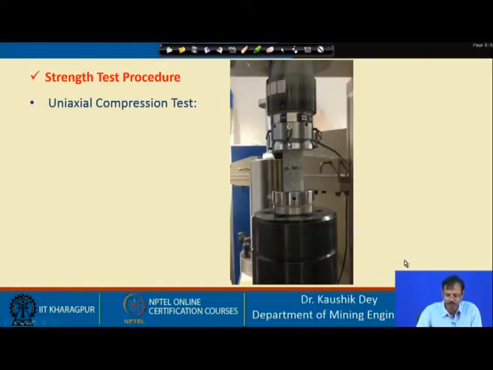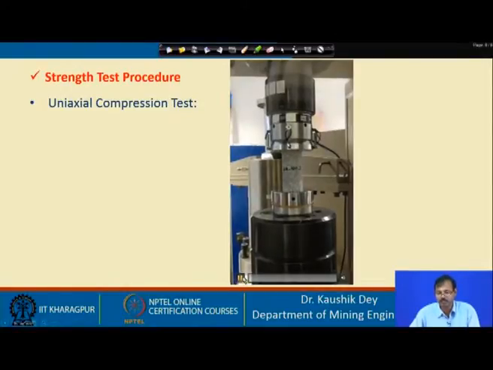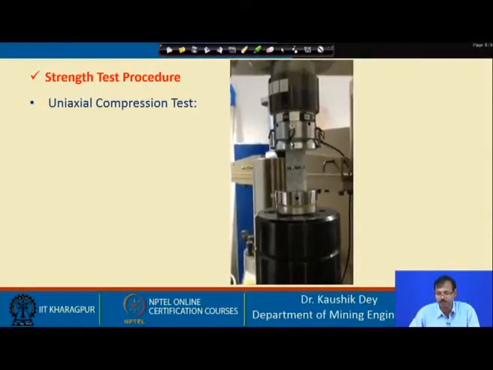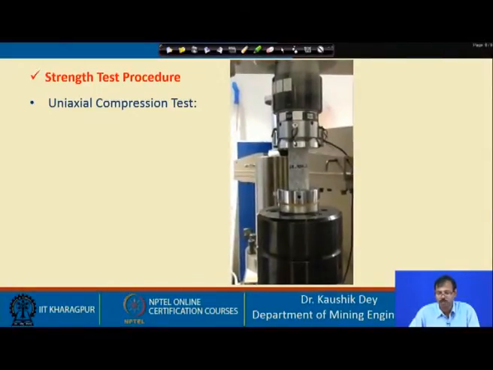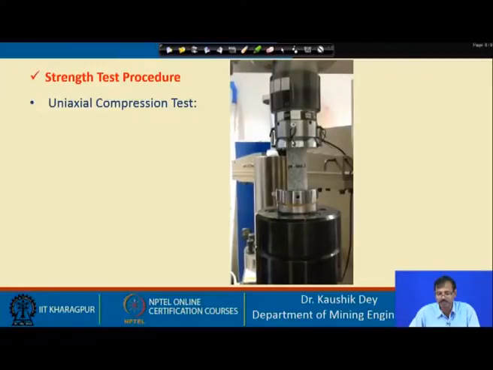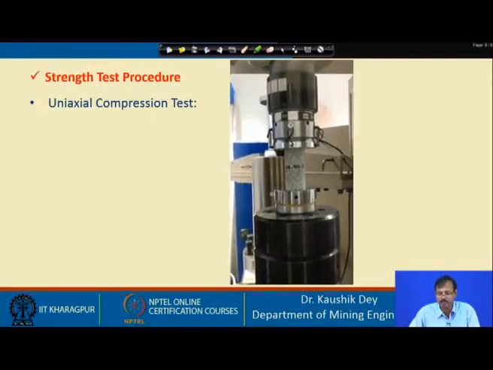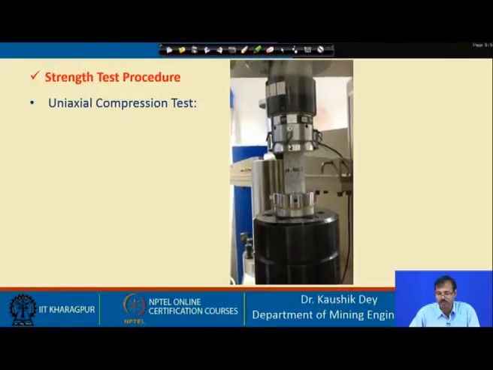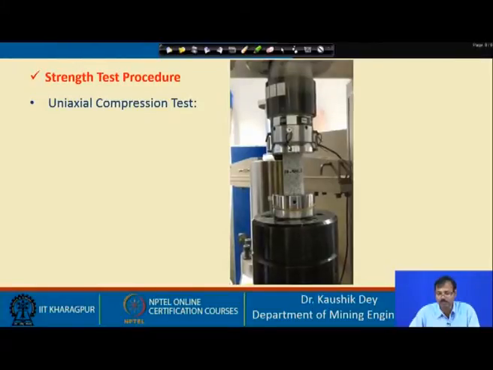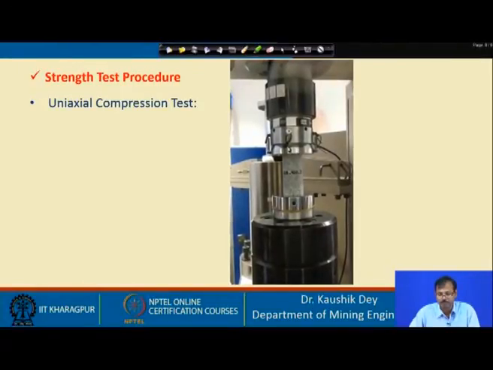This is a video of the test. In this test, you can see the loading is being carried out on a compressive test sample. The sample is placed, there is no eccentricity, the plates are parallel to each other while it is under loading, and gradually, with a fixed loading rate, the load is being increased on the sample.